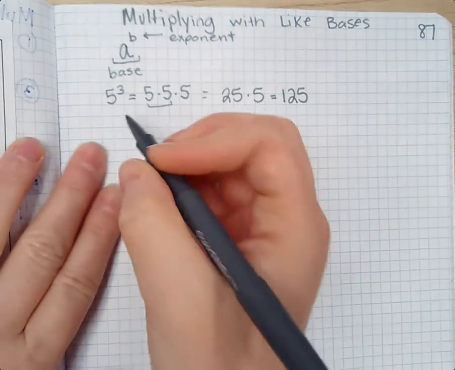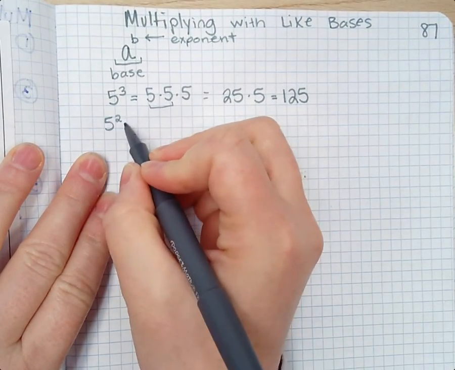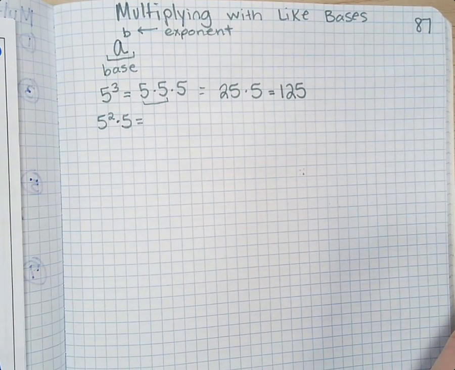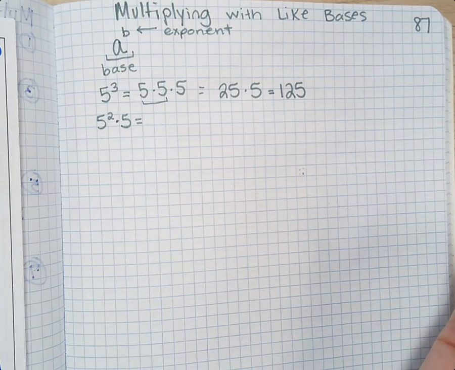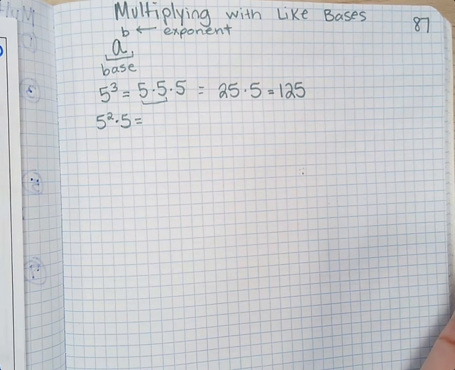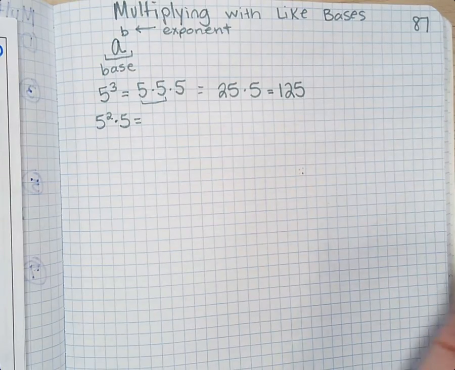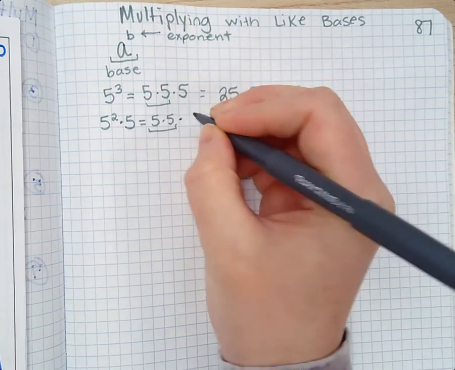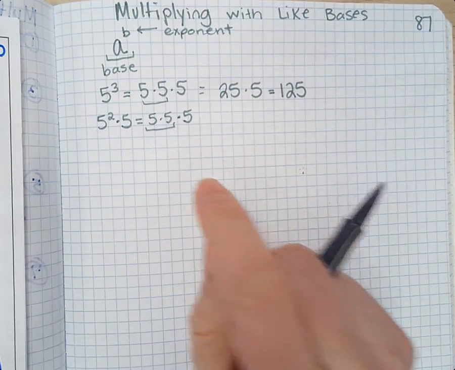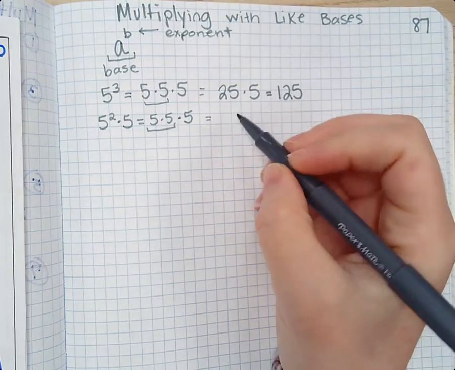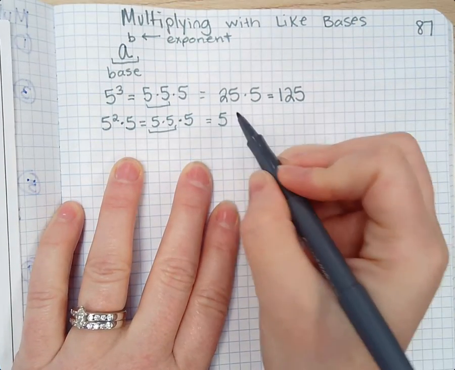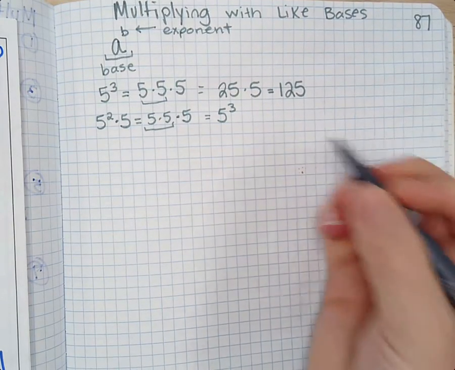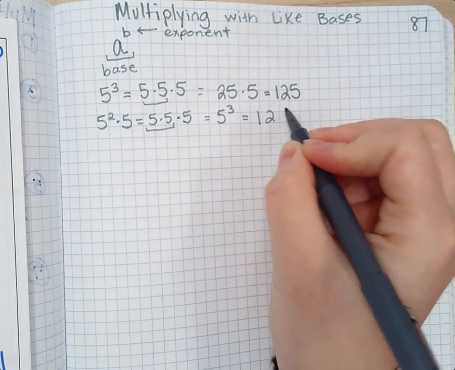Okay, the next one is going to be 5 squared times 5. So what does that mean? 5 times 5 times 5. So 5 times 5, which is 5 squared, times 5. It's the same thing. So that really means it's 5 to the third. I can rewrite it as 5 to the third, which we already know is 125.